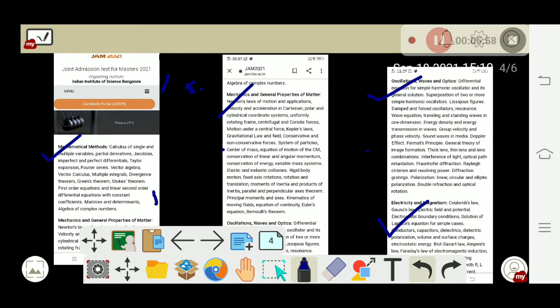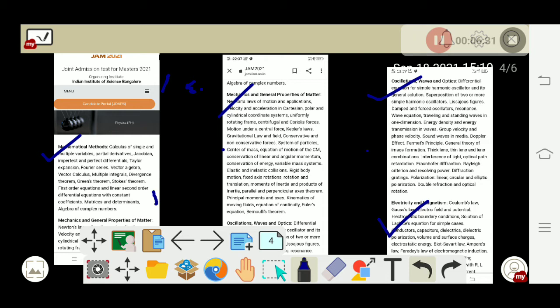This portion is easy. You don't need to go through those big derivations as you do in your BSc semester exams. Just you need to memorize the formulas. That is important. Lissajous figures are there. Let me tell the syllabus. Differential equation for simple harmonic oscillator, general solution. Okay, x equals a sin(omega t plus phi), the phase difference, whatever you say.